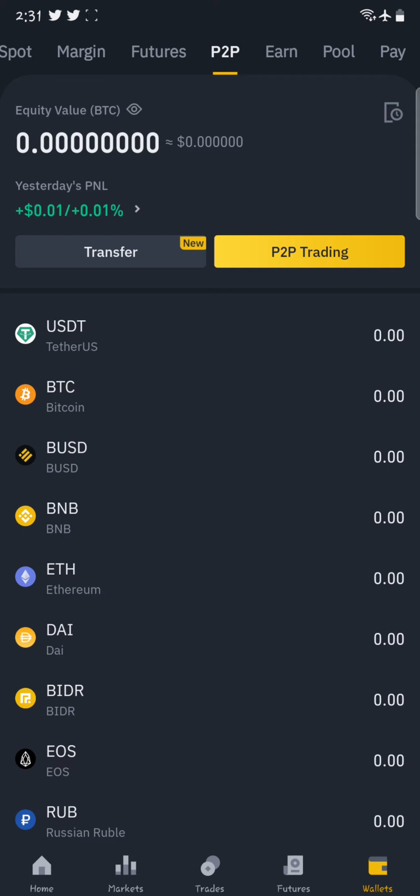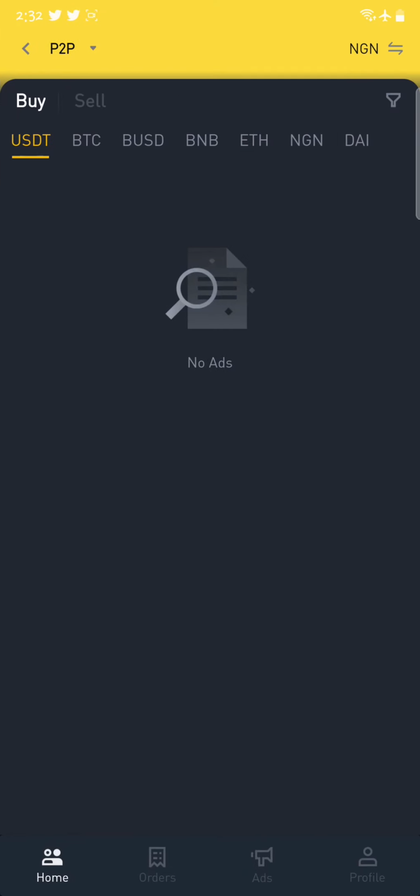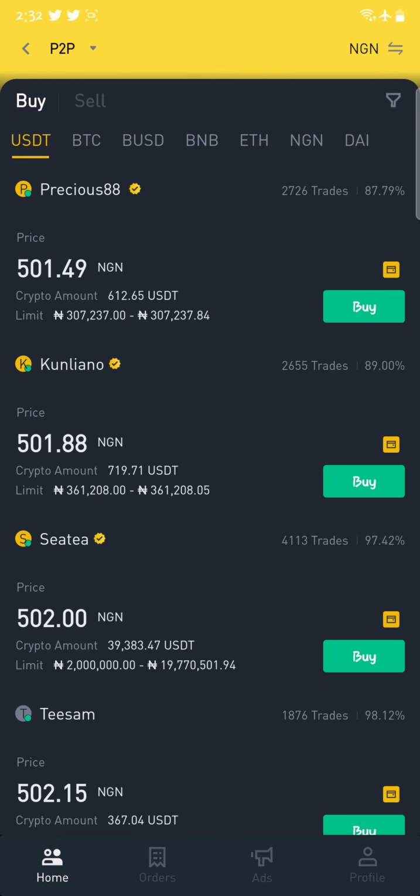So you proceed to peer-to-peer, and once you have verified your account, you can click peer-to-peer trading. Let's say I would like to buy USDT worth 10,000 Naira. There are four major things you have to check.